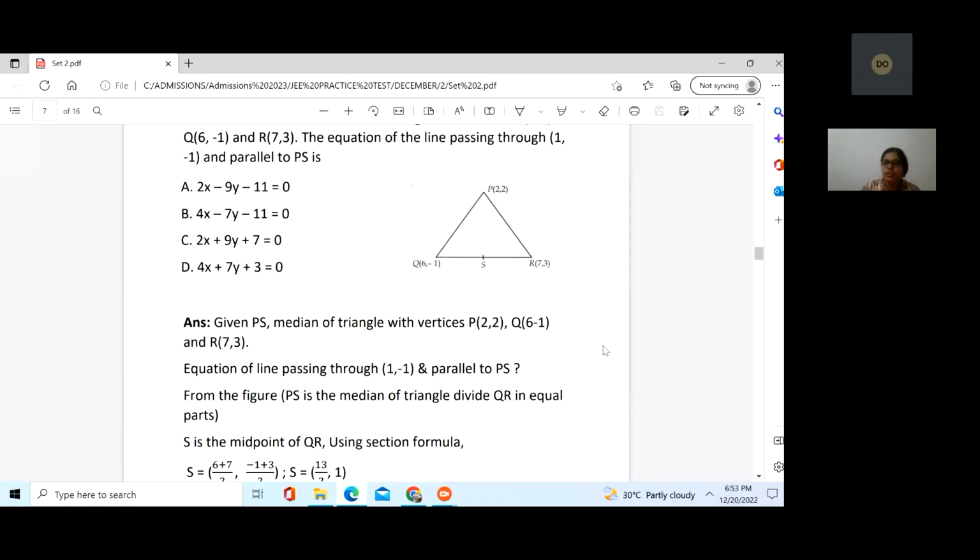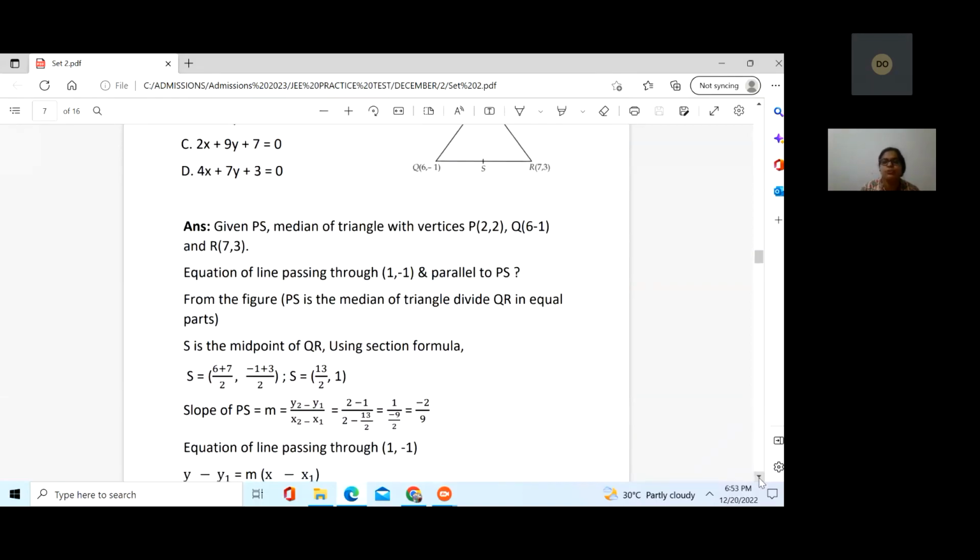Once you have these coordinates, you have studied how to find the midpoint, right? (x1 plus x2) by 2 and (y1 plus y2) by 2. For Q, the coordinates are (6, -1), and for R, it's (7, 3). So what will be the x coordinate here? (6 plus 7) by 2. What will be the y coordinate here? (-1 plus 3) by 2. So I got the x and the y for S. For S, it is (13 by 2, 1).